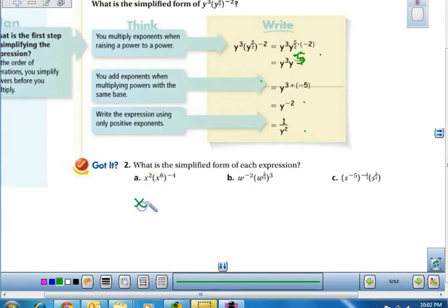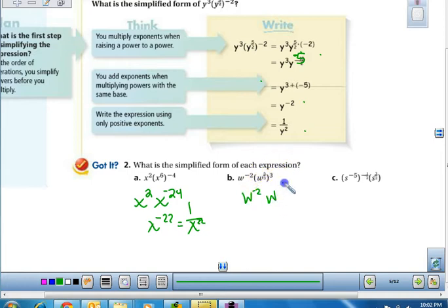Here we're going to start and keep x to the second. We're going to multiply 6 times -4, which gives us a -24. I would then end up with x to the -22nd, which is 1 over x to the 22nd. Here we have w to the -2. And then we have w to the 5/3 times 3.